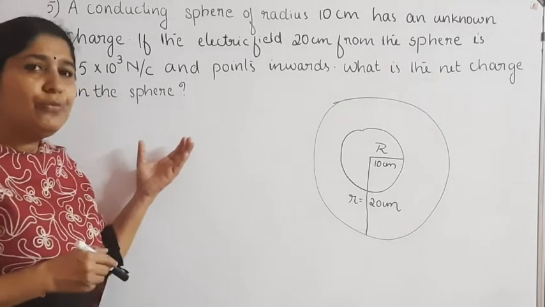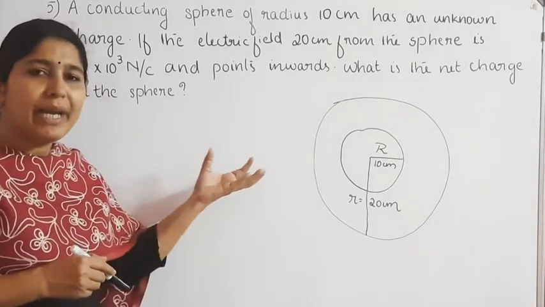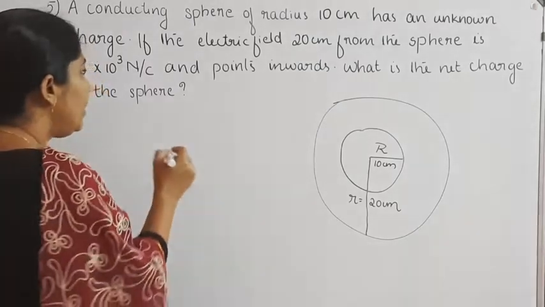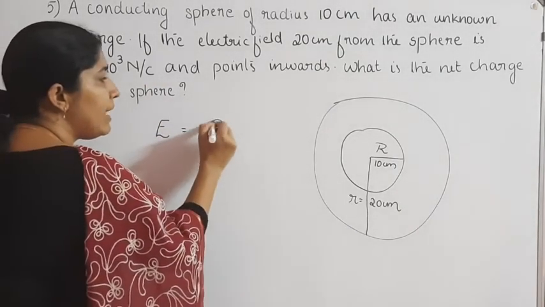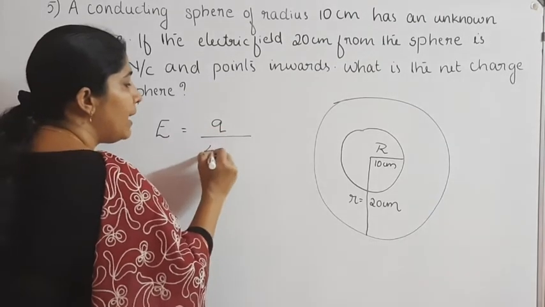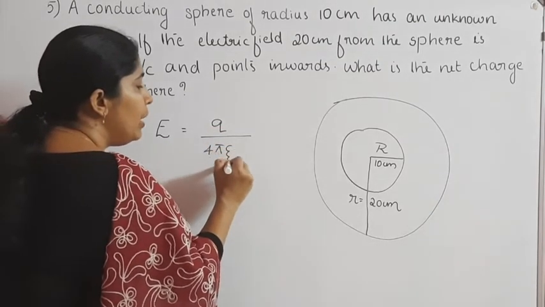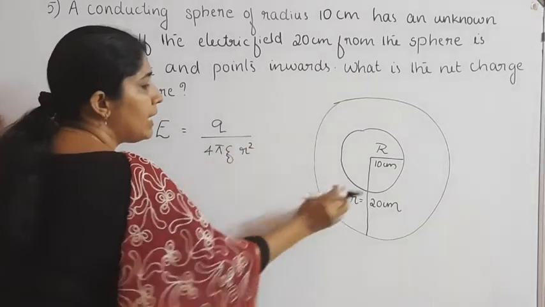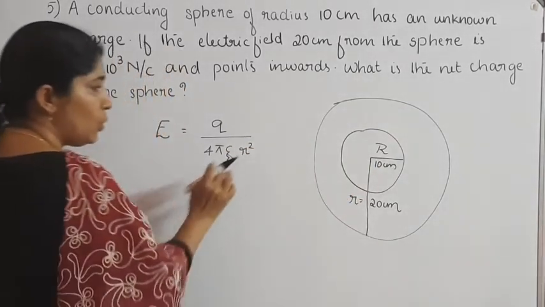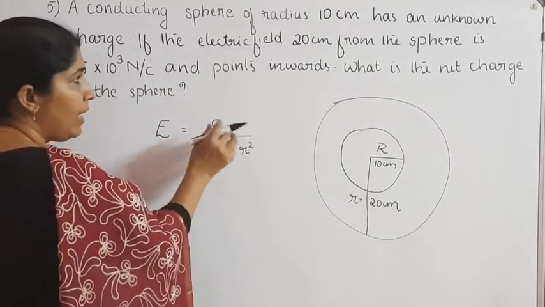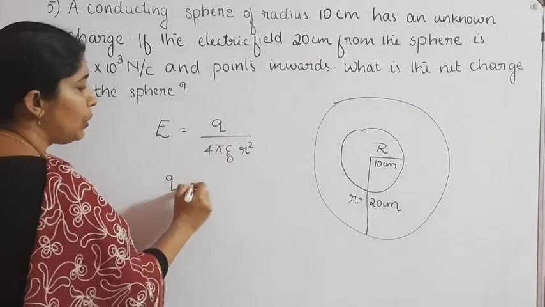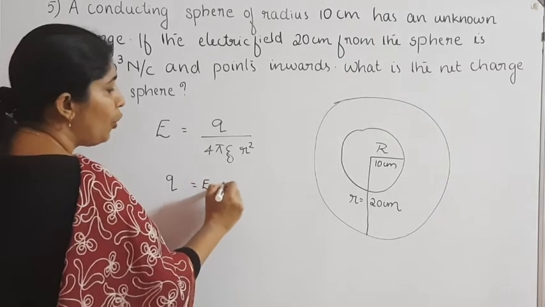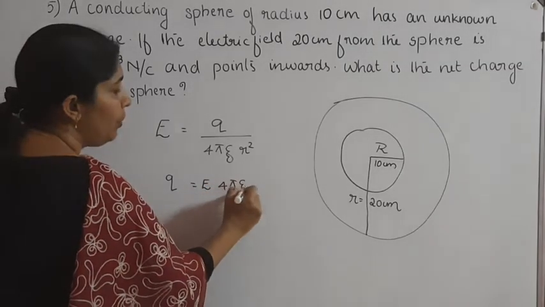What's the equation for the electric field intensity due to a conducting sphere? Electric field intensity at a point due to the conducting sphere is given as Q divided by 4 pi epsilon 0 into small r square. Small r is the radius of the outer Gaussian sphere. We want to find out the net charge on the sphere. Therefore, Q is equal to E into 4 pi epsilon 0 into r square.